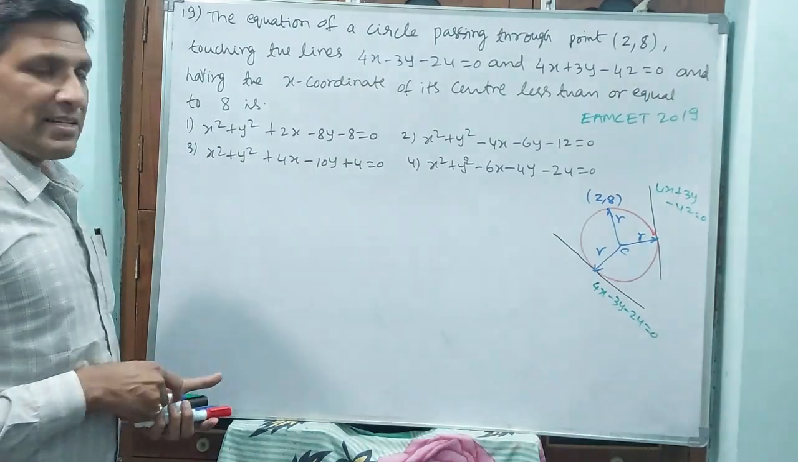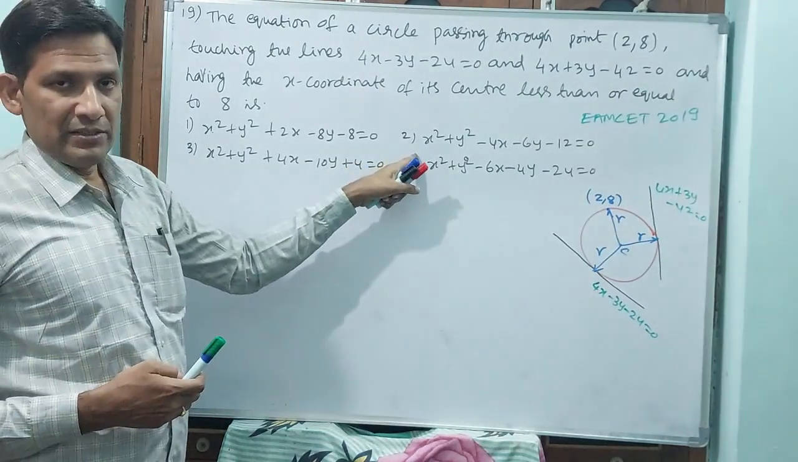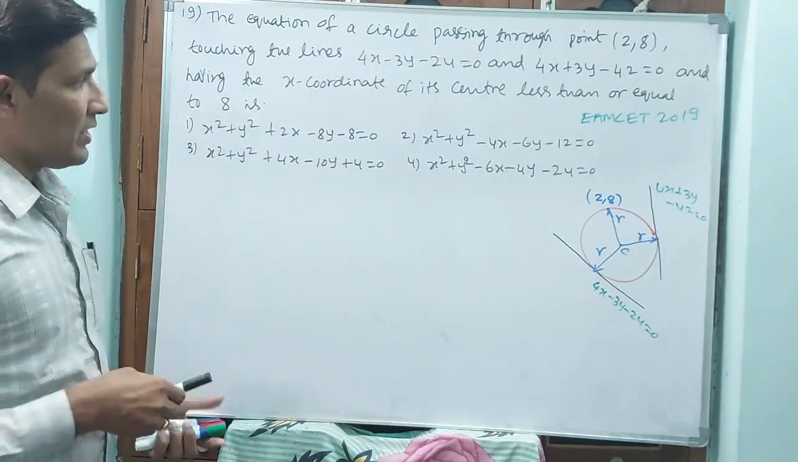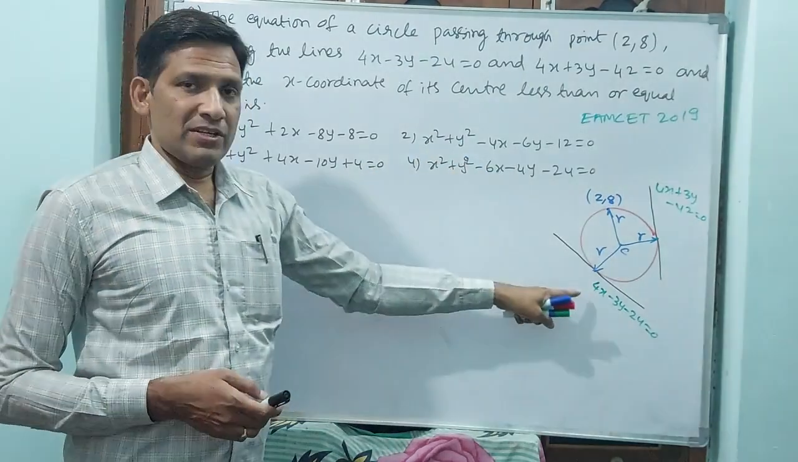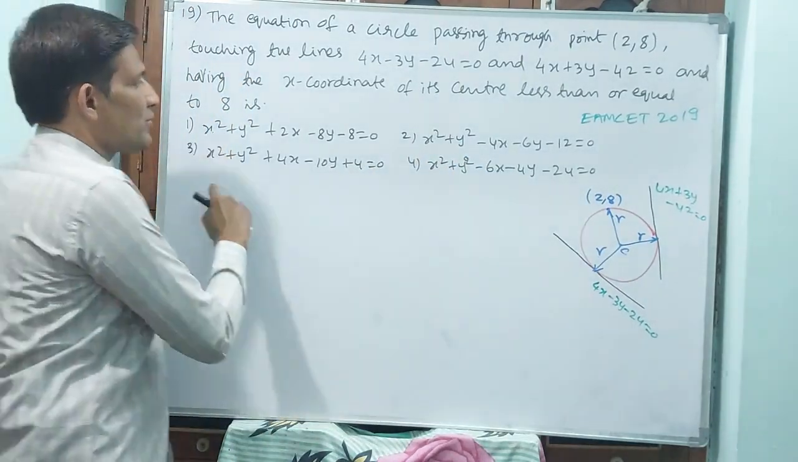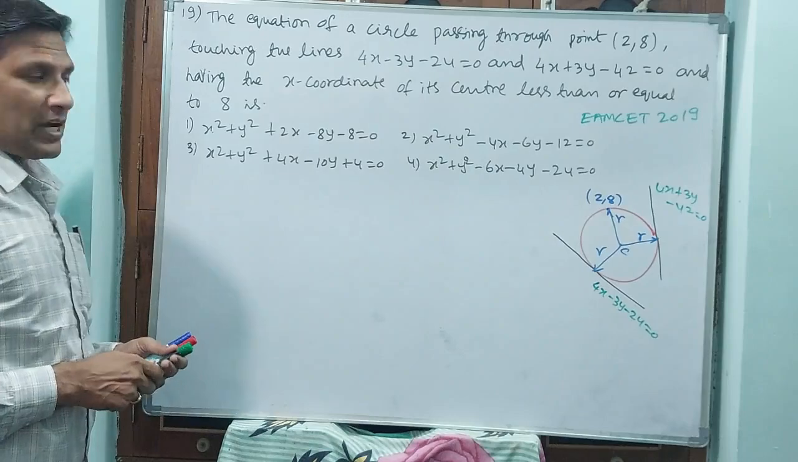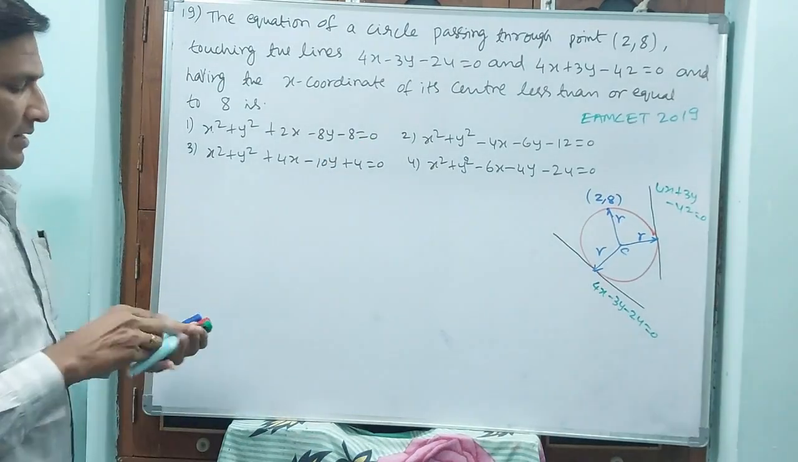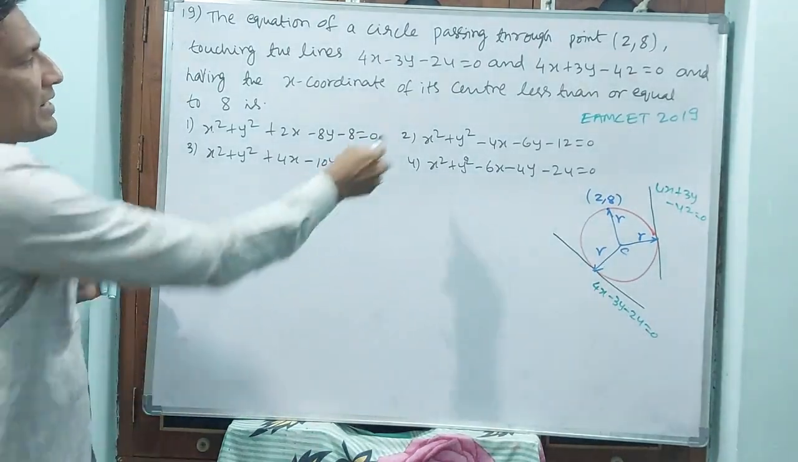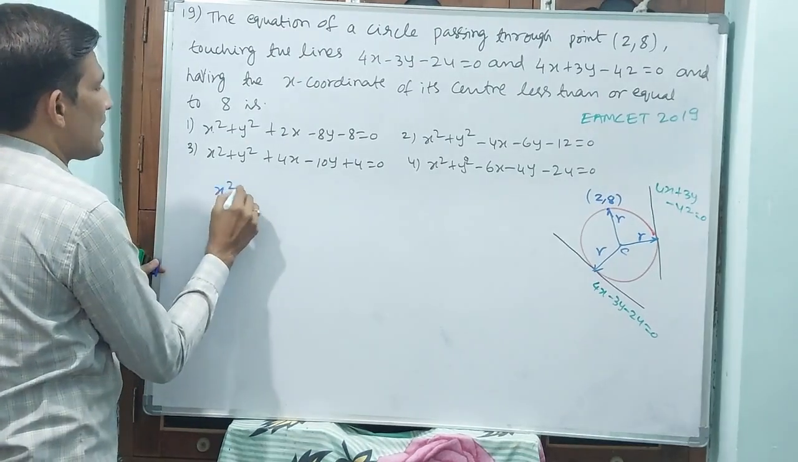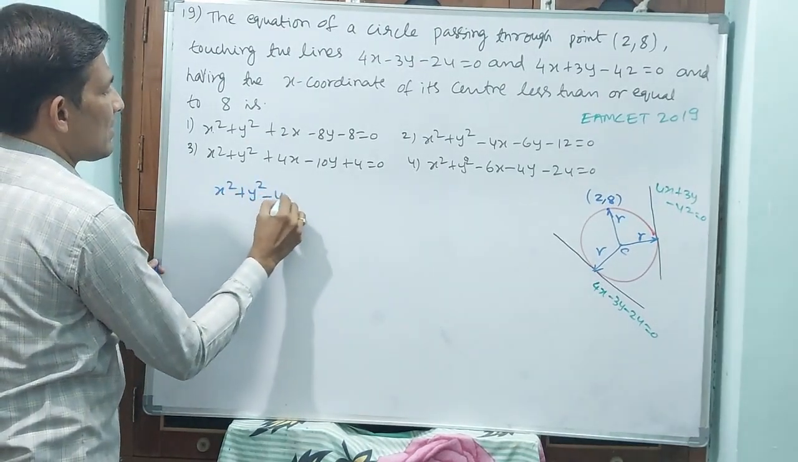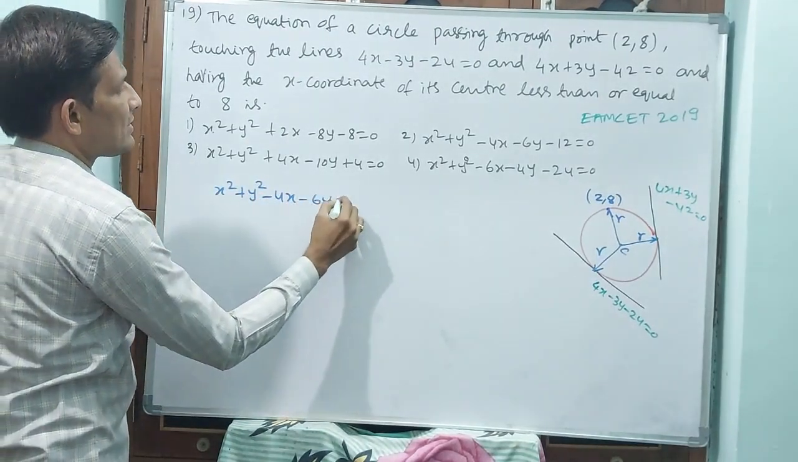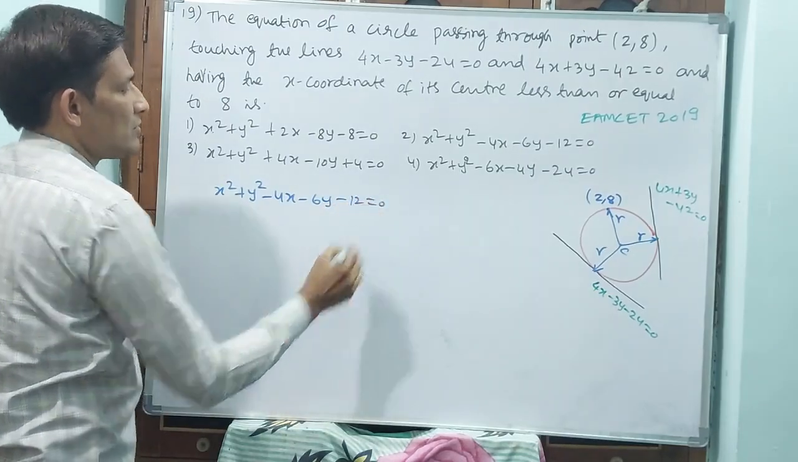See, the answer for this question is the second equation. I am substituting in it. If this is the circle equation, for your homework you can substitute in these other three also. I am substituting only the second. Why? Because that is the answer. You see what I am writing? Second equation is x square plus y square minus 4x minus 6y minus 12 equal to 0.